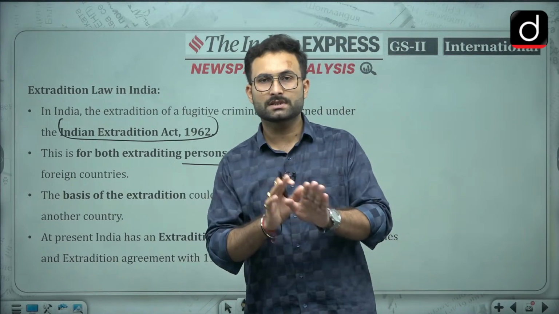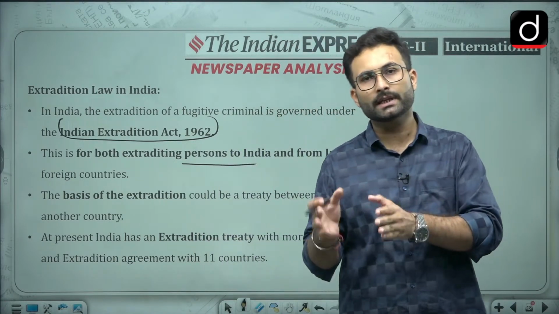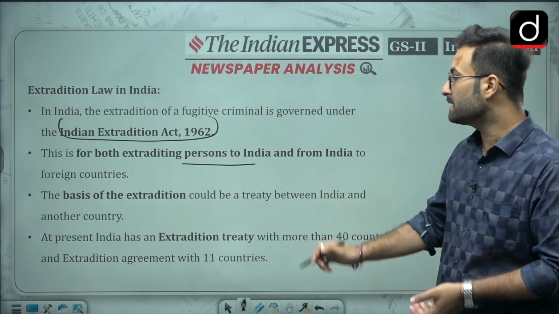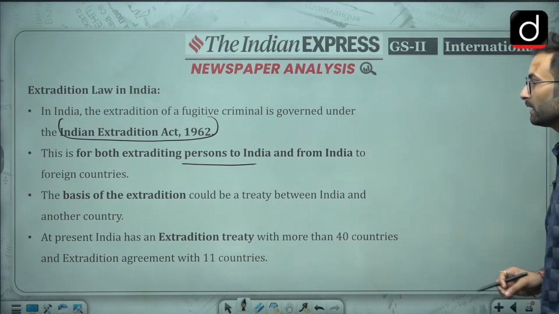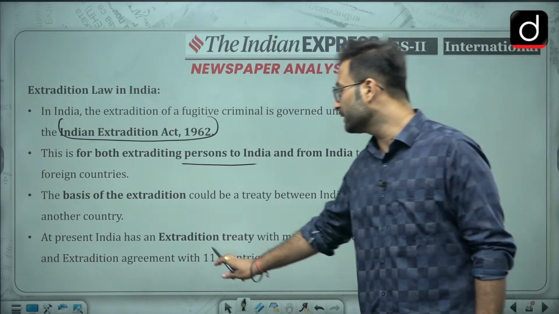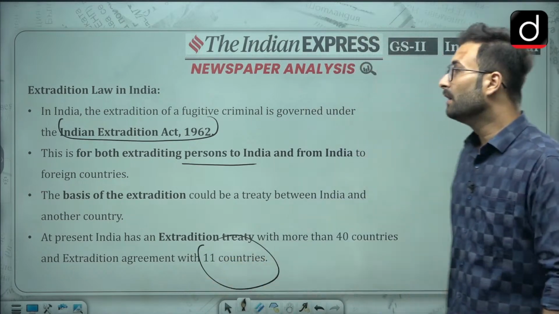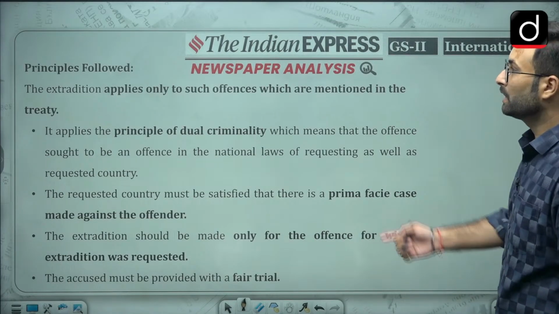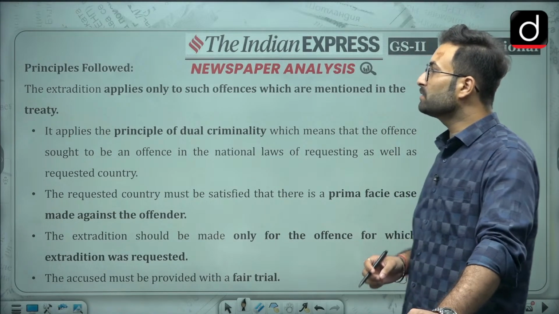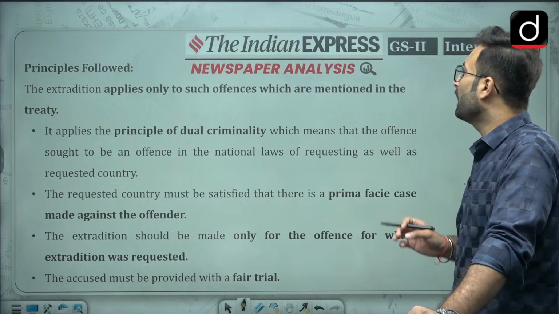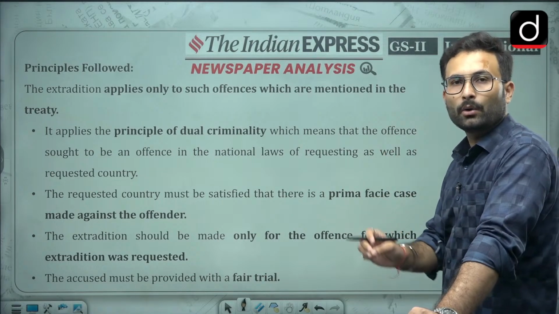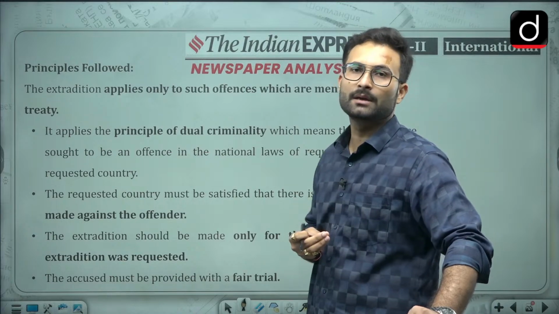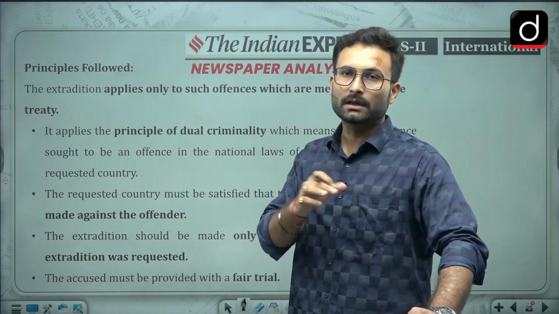Now, this was just an example saying that if you have the treaty, then only these rules will be applicable. At present, India has an extradition treaty with more than 40 countries and an extradition agreement with 11 countries. Now, moving further, what are the principles which govern this? Extradition applies only to such offences which are mentioned in the treaty. If the treaty mentions that for this crime we will go for extradition, okay, otherwise it will not.